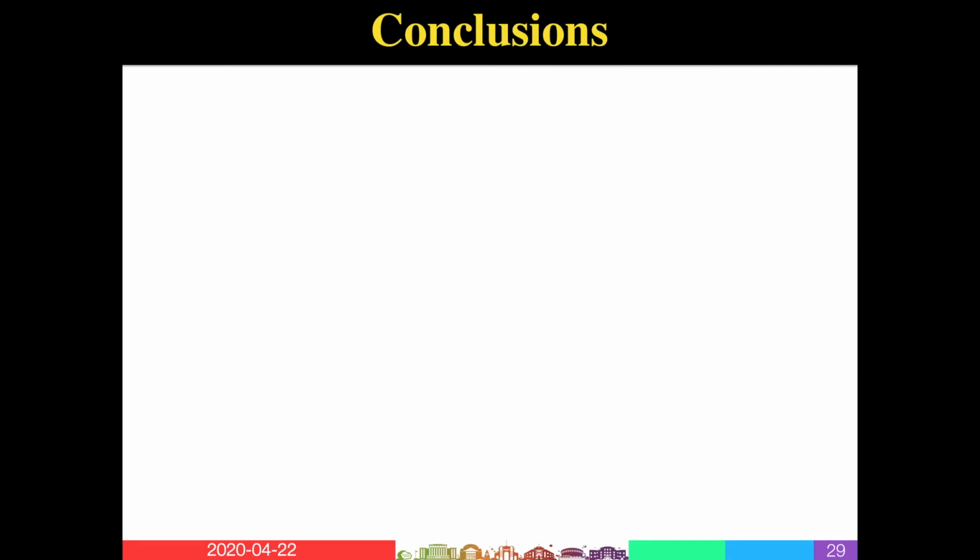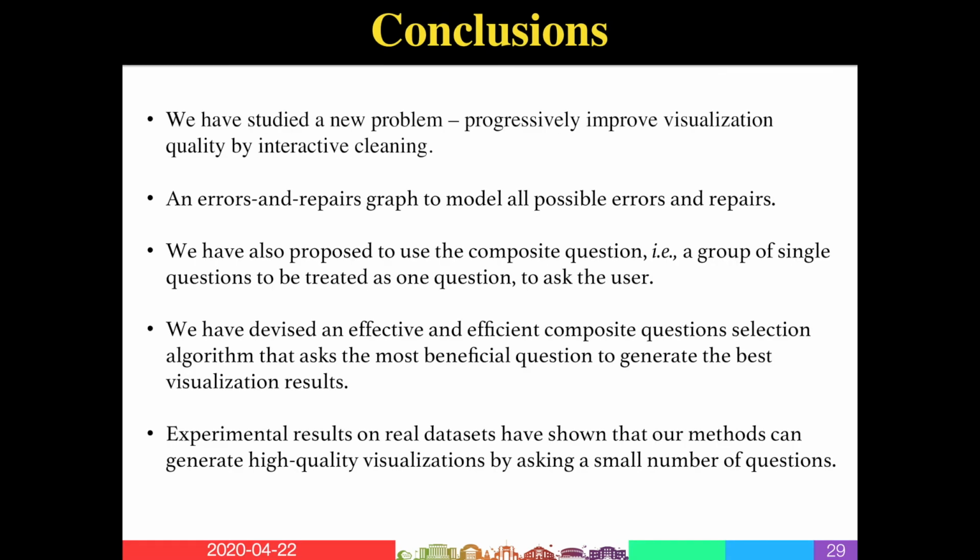In this paper, we have studied the problem of progressively turning bad visualizations into good ones by interactive data cleaning. We have presented an errors and repairs graph to model all possible errors and repairs. We have also proposed to use the composite question, that is a group of single questions, to be treated as one question to ask the user.